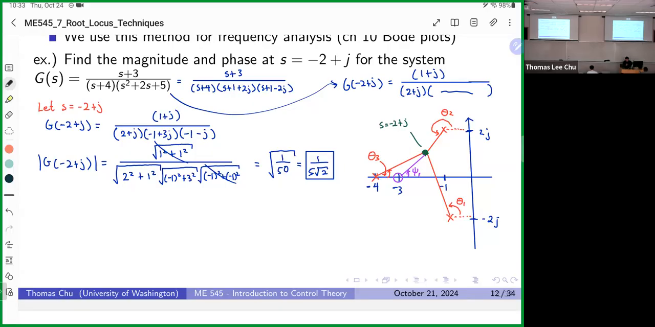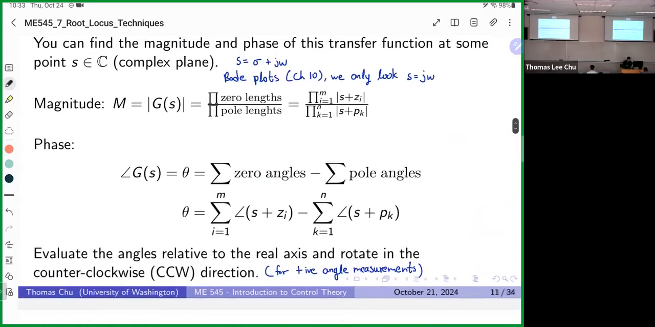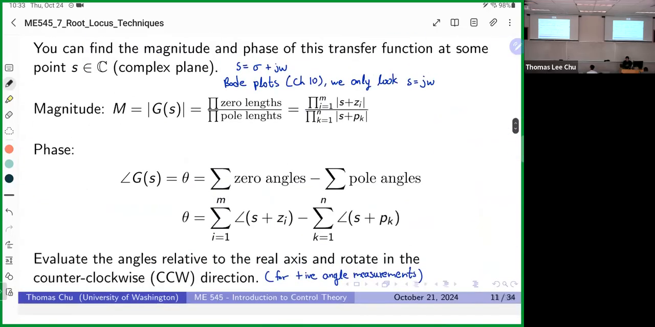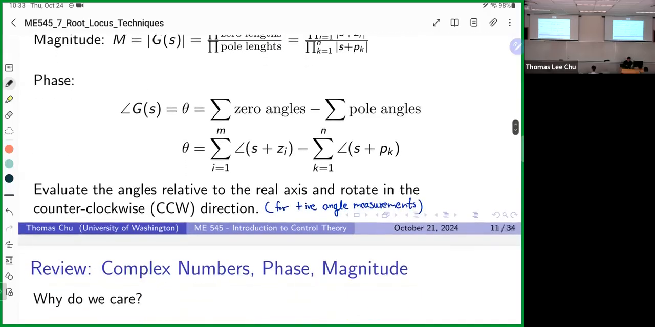And then what we're going to do is we're going to take the sum of the zero angles and subtract it by the sum of the pole angles, and that's going to be the phase of our transfer function, which follows this equation above, where the magnitude is basically the two norm of each zero multiplied by each other, divided by the two norm of each pole multiplied by each other, and the phase is the zero angles minus the pole angles.